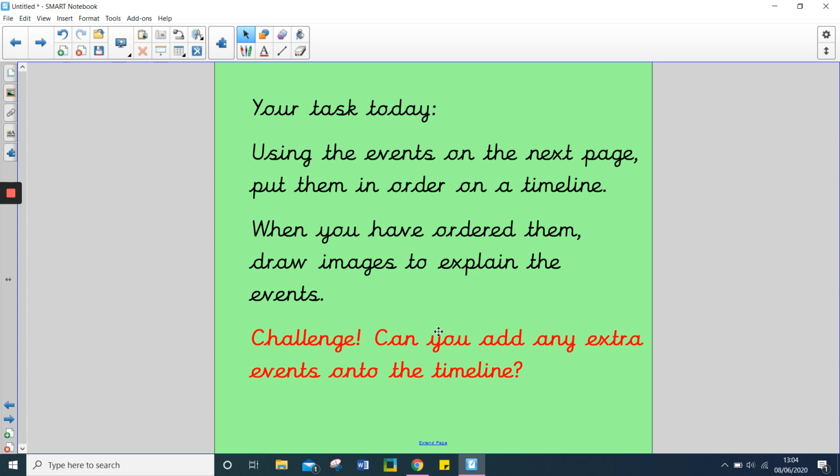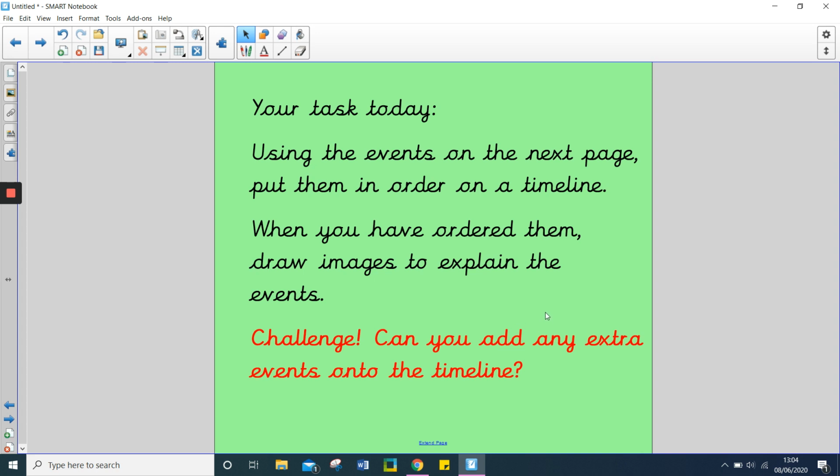Your task today, using the events on the next page, I would like you to put them in order on a timeline. When you've ordered them on the timeline, draw some images next to the events to explain what's happening. An extra challenge: can you add any extra events onto the timeline?